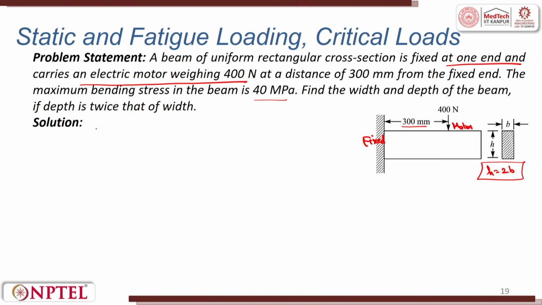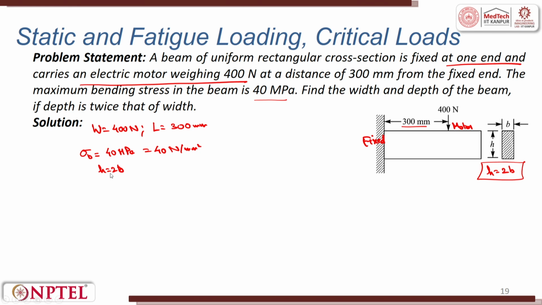Let us quickly try to see the things. We have been given a weight of 400 newtons. The length is 300 millimeters and it is telling that 40 megapascal of bending stress is there. That is sigma b is 40 megapascals, which is equal to 40 newtons per millimeter square. h is equal to 2b is one relation that we will use. Depth is 2 times the width.